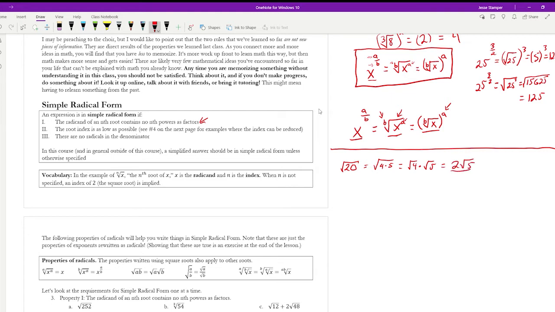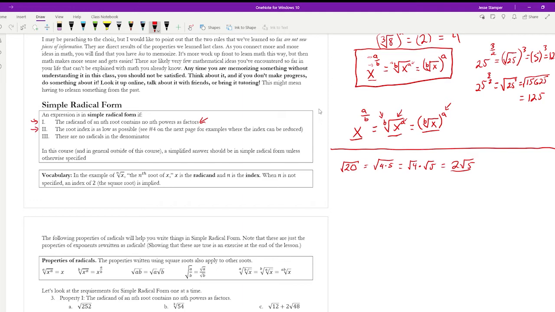Now this is the radicand of an nth root containing no nth powers as factors. The 5 contains no factors in it that you can take a square root of. The 20 includes a 4, which you can take the square root of. All right. Now, that was number 1. Then you have number 2.